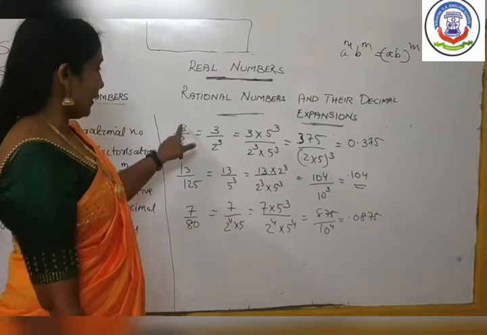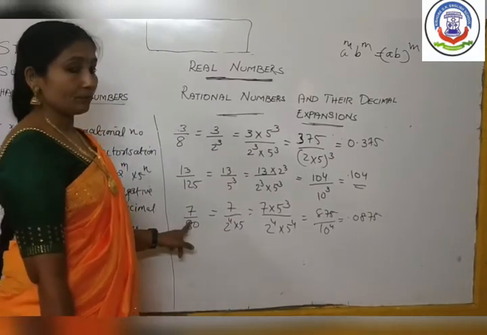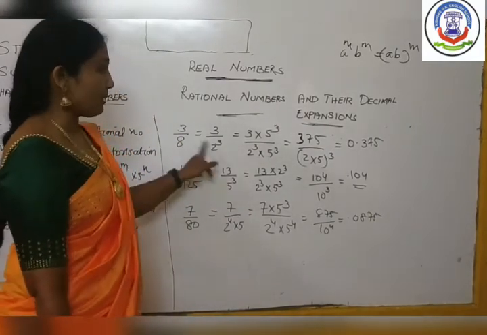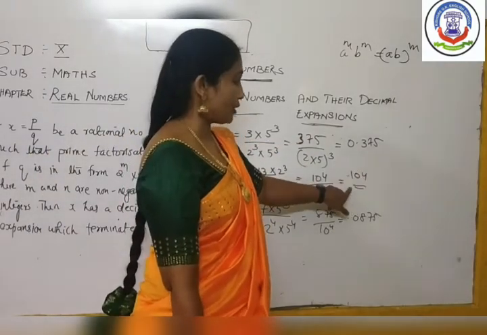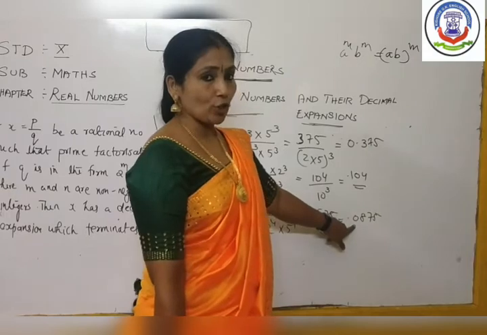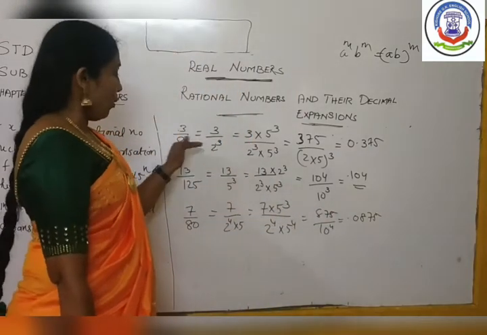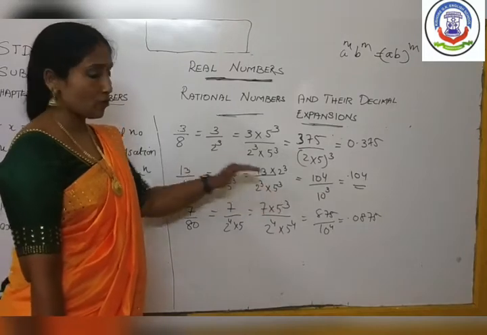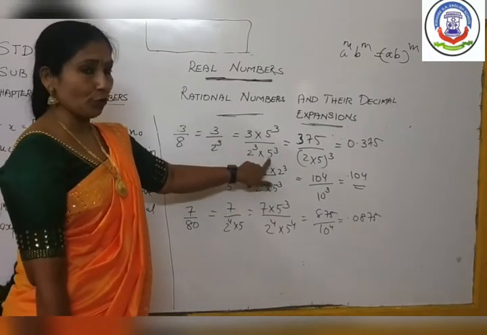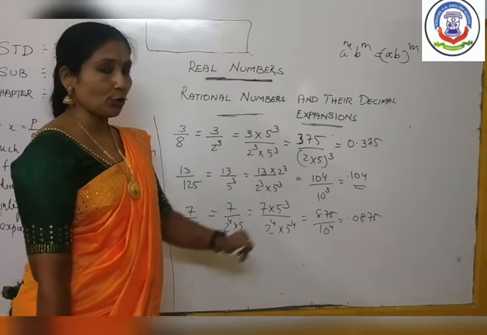By this we can see that the decimal expansion of all these rational numbers is going to terminate. Is it right? 0.375, 0.104, 0.0875. And here all the denominators are in powers of 2 and 5 also. Is it right? The denominator here is 2 into 5, here also 2 into 5, here also 2 into 5.